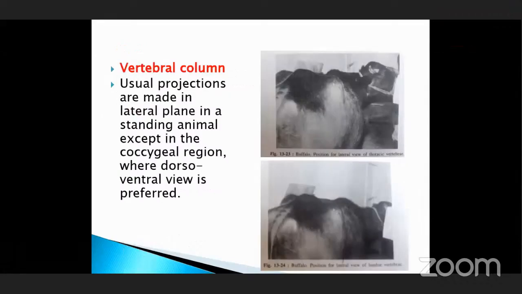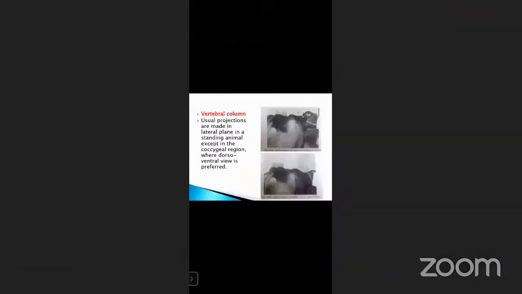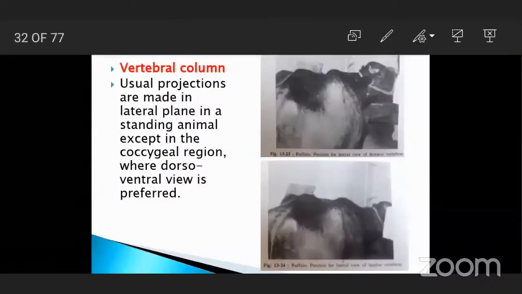Now about the radiography of vertebral column. Normally, the radiography of vertebral column is not done in case of adult ruminants, but we can take the radiograph of vertebral column of young animals. Generally, we take only the lateral radiographs of cervical, thoracic, lumbar, as well as the coccygeal vertebrae. These two radiographs depict the lateral radiography of thoracic vertebrae, and the second picture depicts the radiography of the lumbar vertebrae.